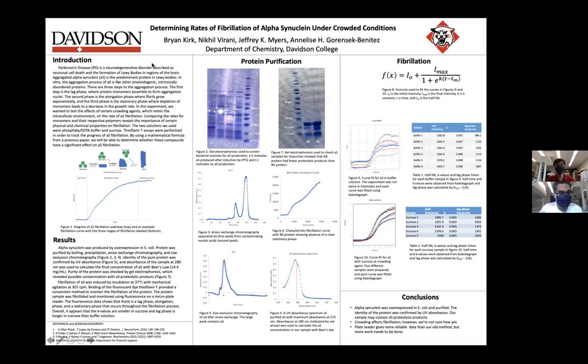In fibrillation, there's a three-step process to the aggregation. The first step is the lag phase, as you can see in the bottom of figure 1, where protein monomers assemble to form aggregation nuclei. The second phase is the elongation phase, where the fibrils grow exponentially and the monomers start to clump together. The third phase is the stationary phase, where there are no more monomers, and that leads to a decrease in the growth rate. So in this experiment, we wanted to test the effects of certain crowding agents, which mimic the intracellular environment, on the rate of alpha-synuclein fibrillation.